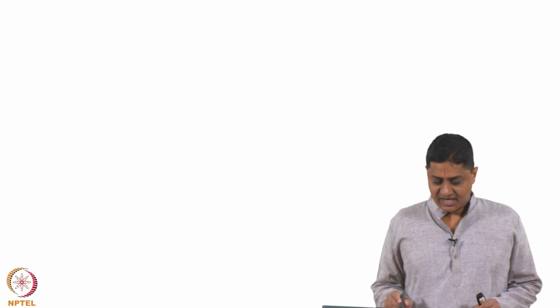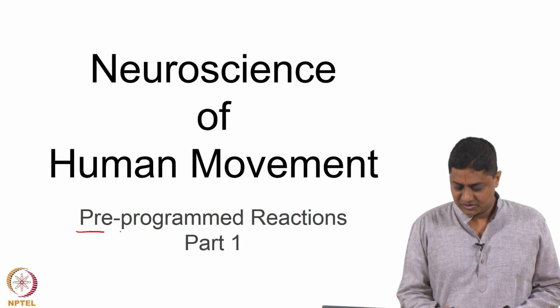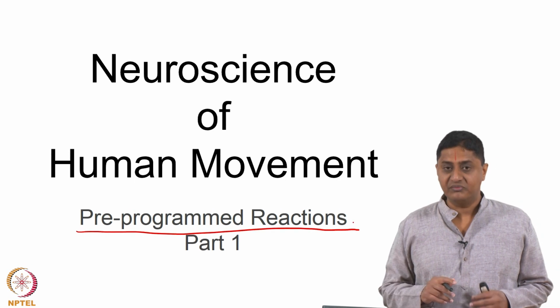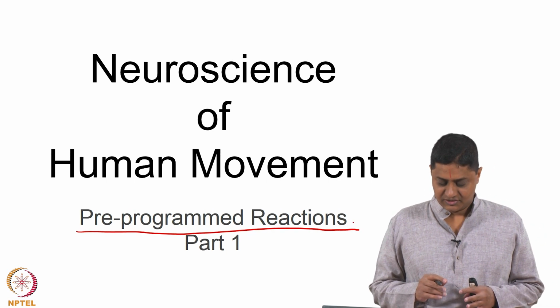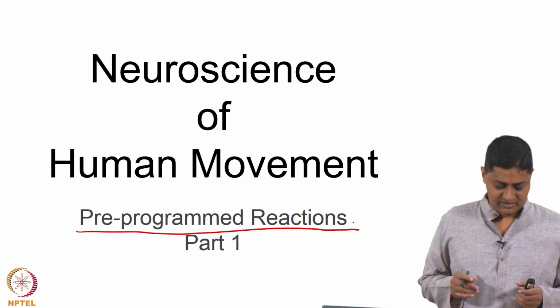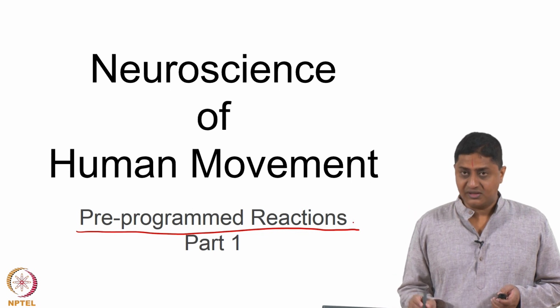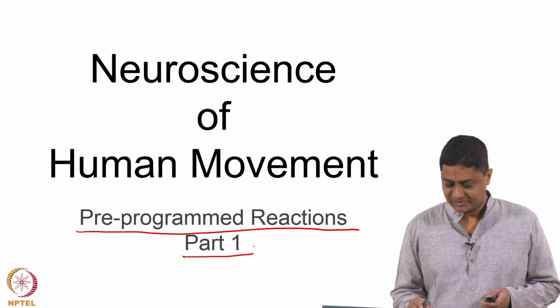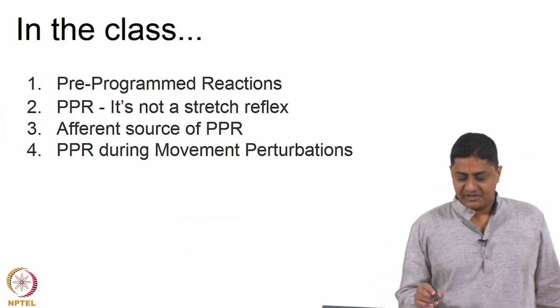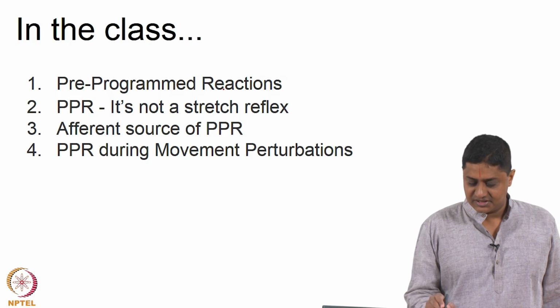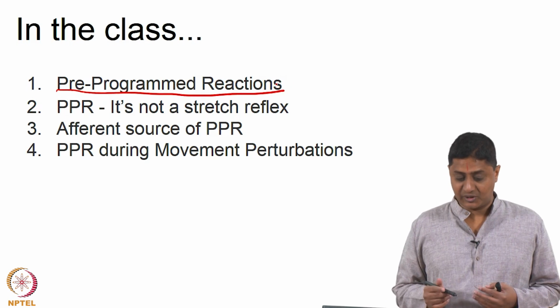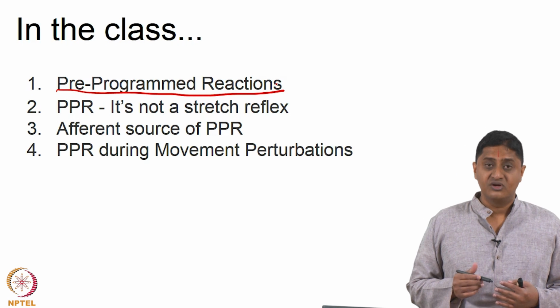So, welcome to this class on Neuroscience of Human Movement. The topic of today's class will be pre-programmed reactions. What are these? We will have to see what these are and discuss that. This is part 1 and there will be one more part, I suppose. In today's class we will be talking about pre-programmed reactions. This pre-programmed reaction, a stretch reflex.